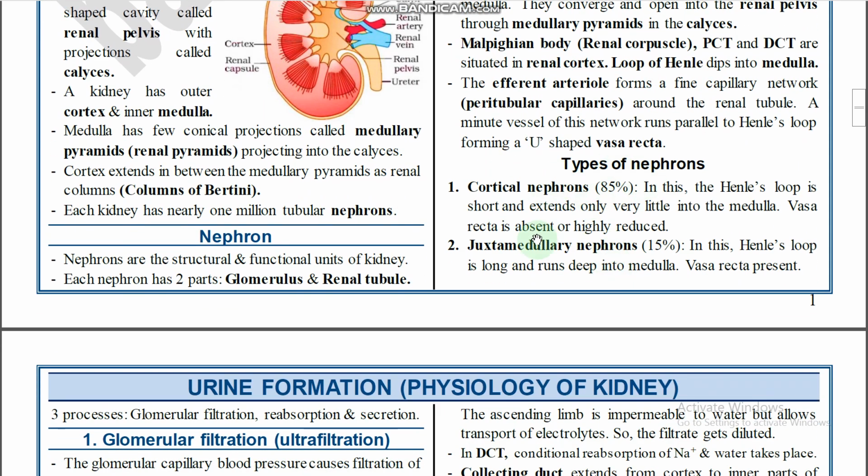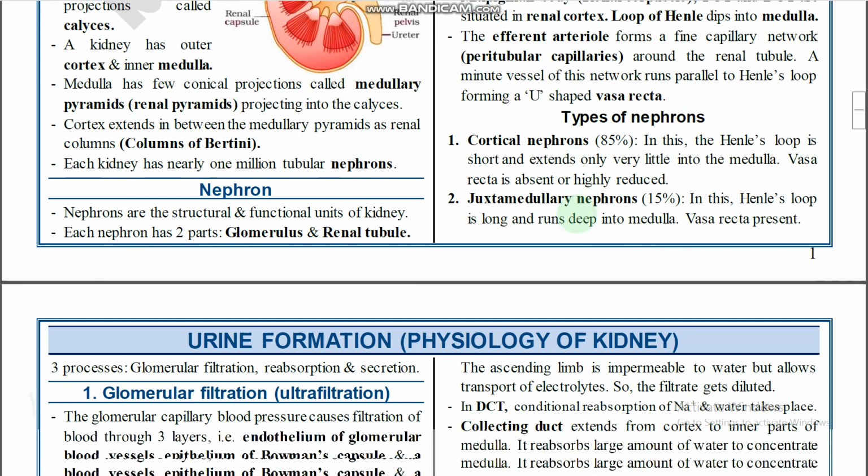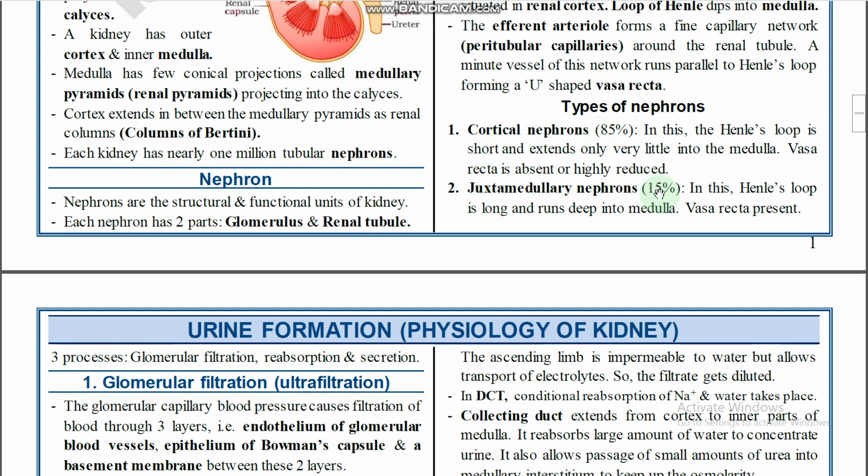There are two major types of nephrons in the kidneys: cortical nephrons and juxtamedullary nephrons. Which are more? Cortical nephrons are 85%, and juxtamedullary nephrons are 15%. In cortical nephrons, the loop of Henle is very short and extends only very little into the medulla region. The vasa recta is absent or highly reduced in cortical nephrons. So what about juxtamedullary nephrons?